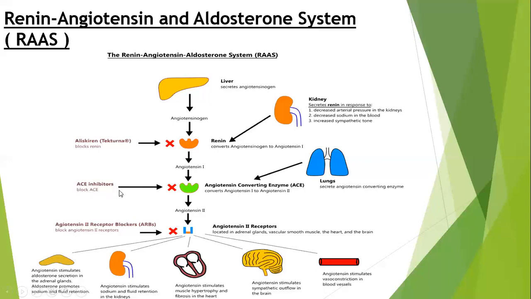In case of ACE inhibitors, examples are ramipril, enalapril, captopril. In case of angiotensin 2 receptor blockers, we can say the sartans, like telmisartan, valsartan, all the sartan group are examples of angiotensin 2 receptor blockers. So these are major functions of the kidneys and the heart. We have to understand that the RAS pathway is very important for arterial pressure in the kidney, decreased sodium in the blood, increased sympathetic tone, and sodium and fluid retention. All these parts depend on the RAS system or RAS pathway.